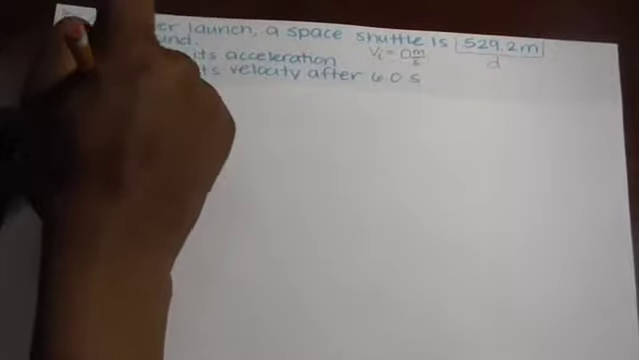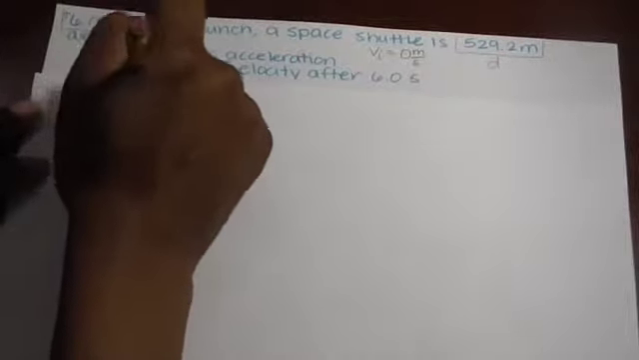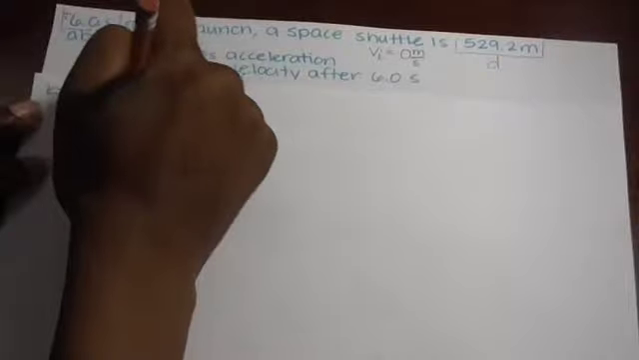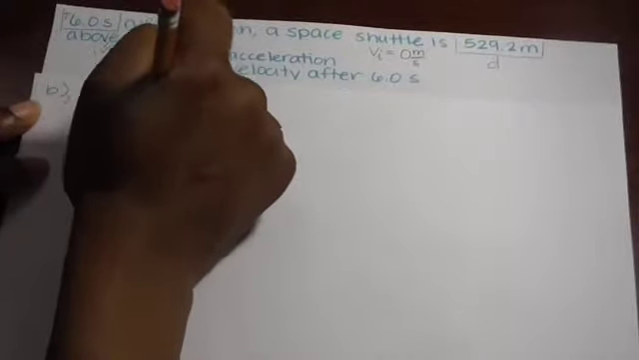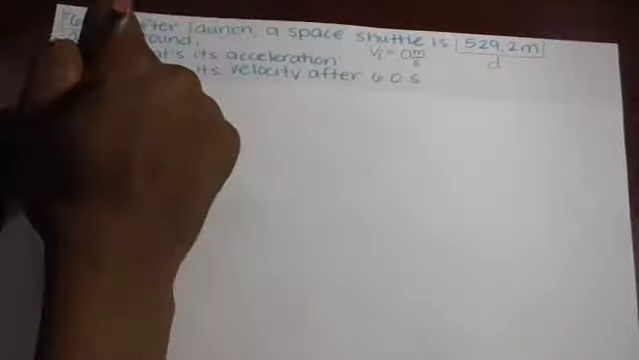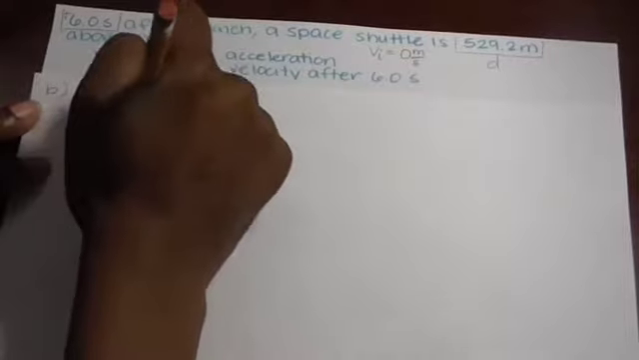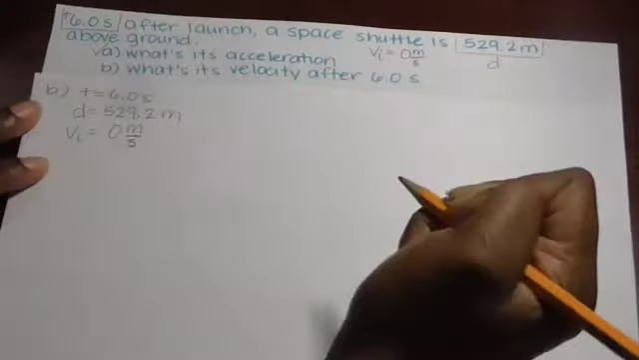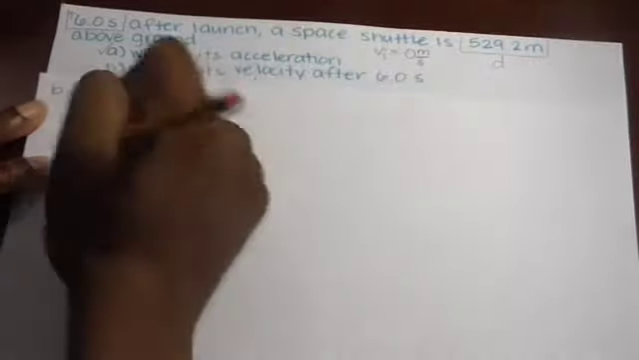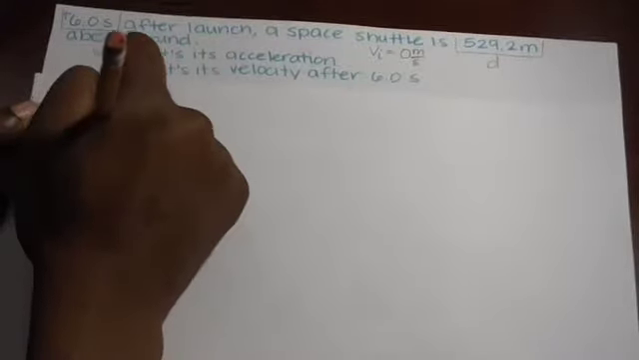T is equal to 6.0 seconds. D is equal to 529.2 meters. Our V initial was 0 meters per second. And our velocity, V final, is what we're looking for. And that's our question.